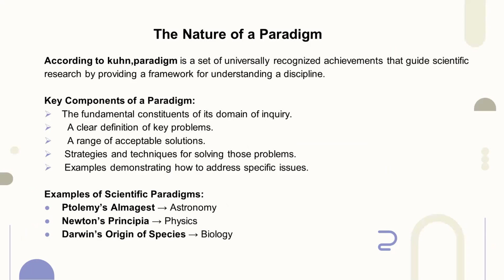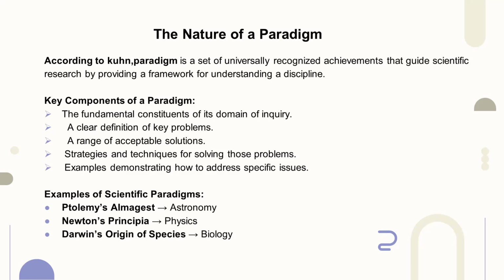Thomas Kuhn described a term, the nature of a paradigm. According to Kuhn, a paradigm is a set of universally recognized achievements that guide research by providing a framework for understanding a discipline. Here are some key components of a paradigm. The first one is the fundamental constituents of its domain of inquiry. We also know this domain as ontology, epistemology, and research methodology.